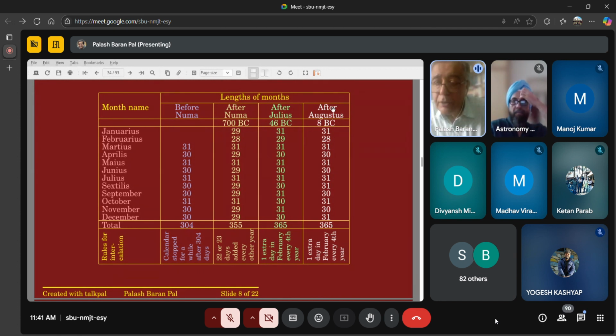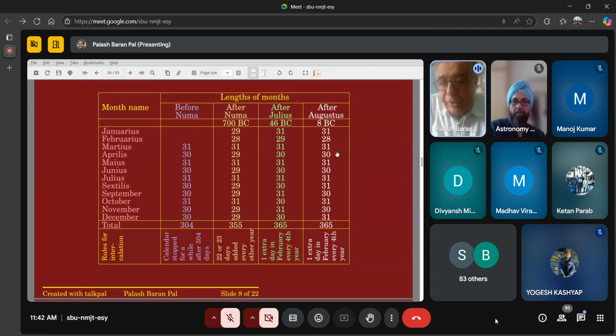So Augustus said that, look, the real rule for putting this extra day in February should be every 4th year. Once it is done, you have a hiatus of 3 years, and then after that, in the 4th year, again you add an extra day in February. Okay, that's certainly a good thing, but the rest of the thing that he did was not very good, I must say.